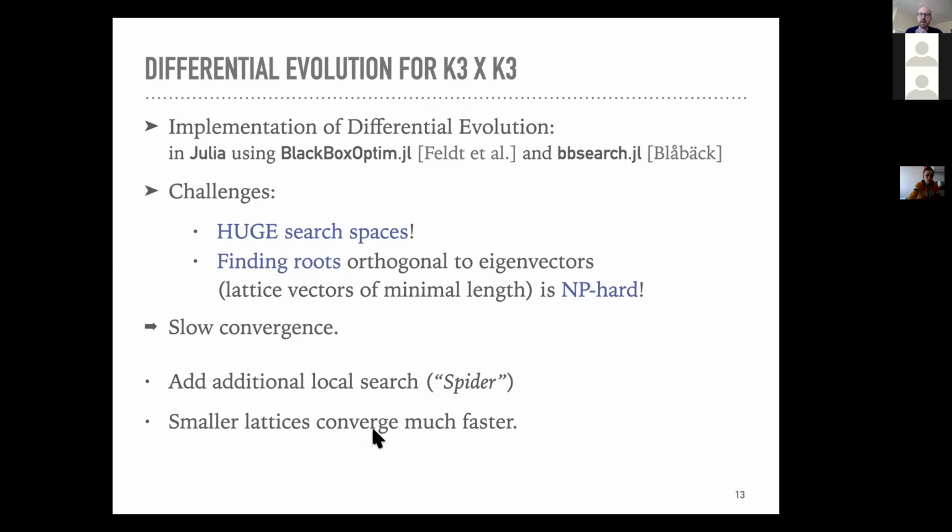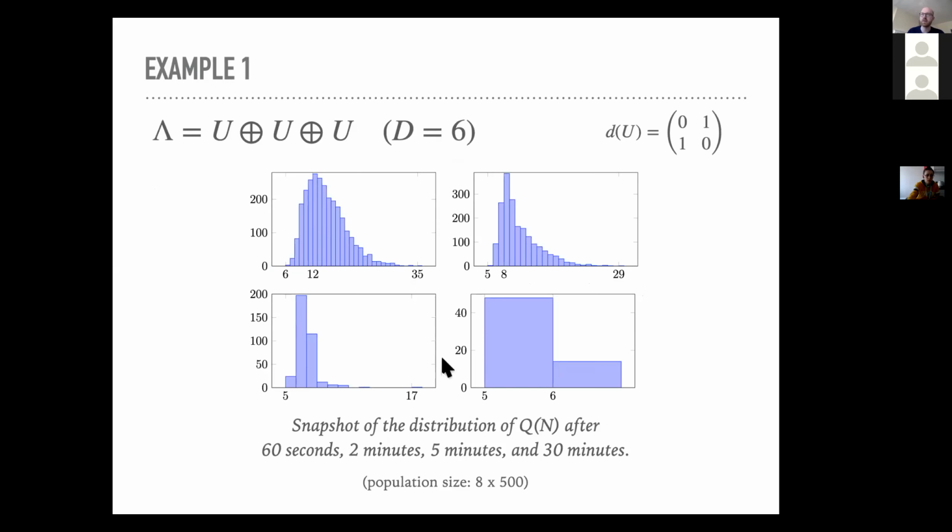So altogether, we see that this still works very nicely, but it works particularly nicely for smaller lattices, where we actually see very fast convergence behavior. Let me illustrate this with two examples. The first example is this 6-dimensional lattice, which is just 6 copies of the hyperbolic plane, where the Gram matrix is just of this form. So this has signature 3,3.